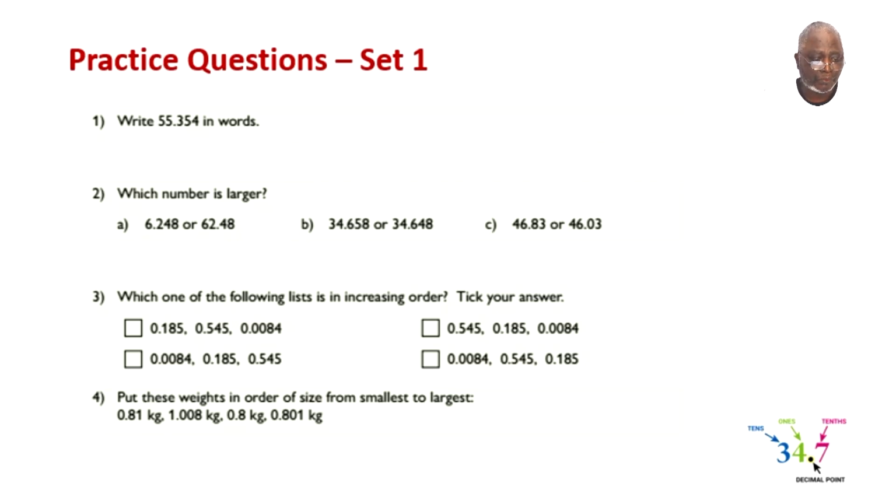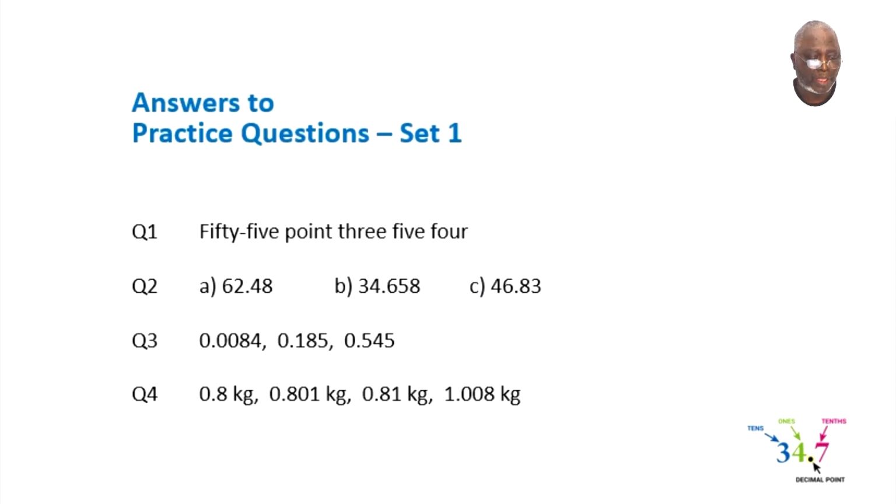Question 3. Which one of the following lists is in increasing order? Tick your answer. So you look at it, in other words, which one is in the order in which it increases in value. And then question 4, put these weights in order of size from smallest to largest. So compare them first without the kilogram to confuse you, and then when you've done, you can add the kilogram after them. And there is your answer.